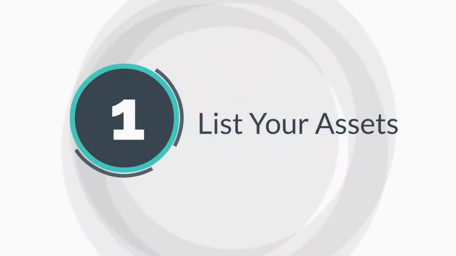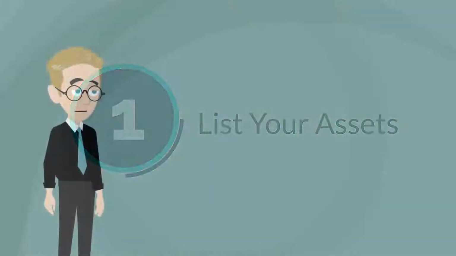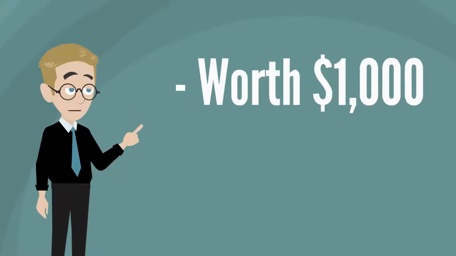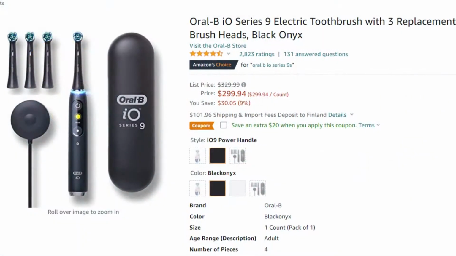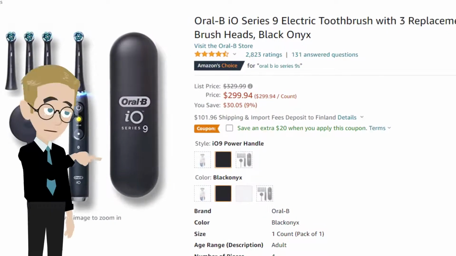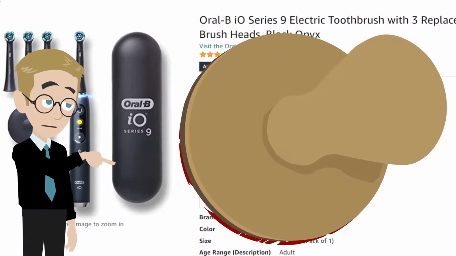First of all, you want to list all your assets. I would recommend that you only count things that are worth over $1,000 or things that you are able to sell easily. Even though I have a toothbrush that tracks how well I brush my teeth, nobody would buy it for $300 if I tried to sell it.